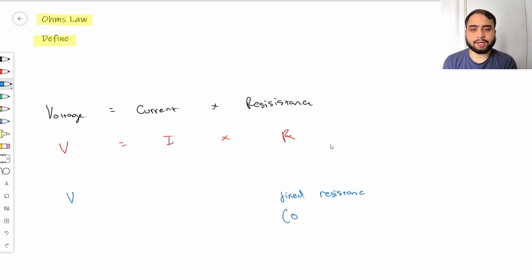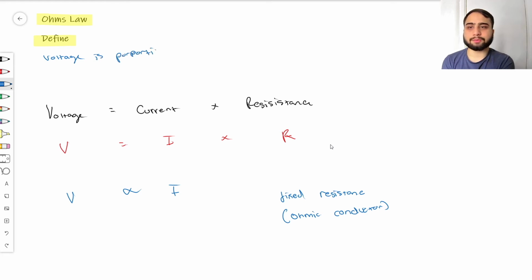This is called an ohmic conductor. At a fixed resistance, the voltage will be proportional to the current, and that is Ohm's law right there. So voltage is proportional to current at a fixed resistance. Now, what does this mean?